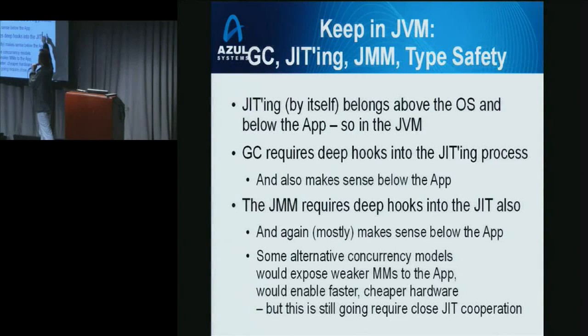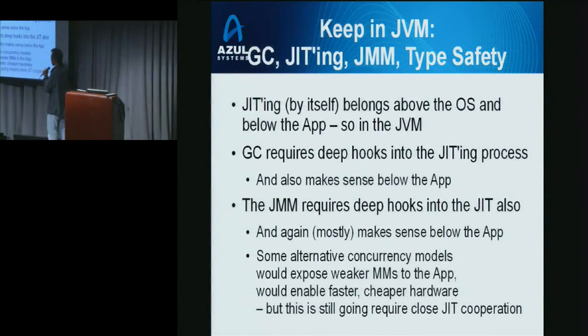GC also requires hooks into the JITing process, because the JIT just really has to track pointers and know what they mean and where they go in order to do the right things with the right GC invariants. So that makes sense to keep below the application as well. The Java memory model requires hooks in the JIT because it has to do with all kinds of games involving loads and stores and code selection, code scheduling. So again, makes sense below the app.